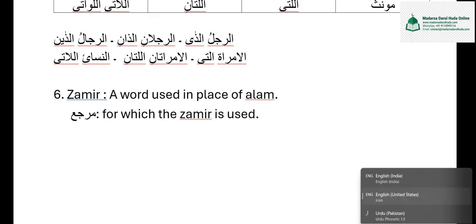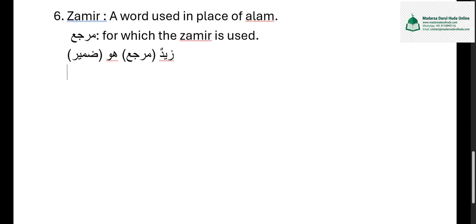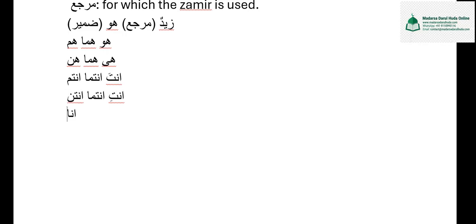For example, if I am using huwa as zamir for Zaid, okay, so here Zaid will become marja. Marja means returning to or referring to, and huwa here is zamir. There are total 14 zamir which I'm going to write here in sequence order. Huwa means one man, huma means two men, hum means all men, hiya means one woman, huma means two women, hunna means all women, anta means you one man, antuma means you two men, antum means you all men, anti you one woman, antuma you two women, antunna you all women, ana means I, nahnu means we all.